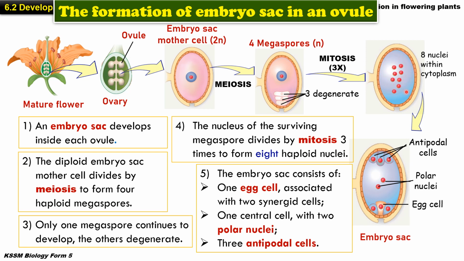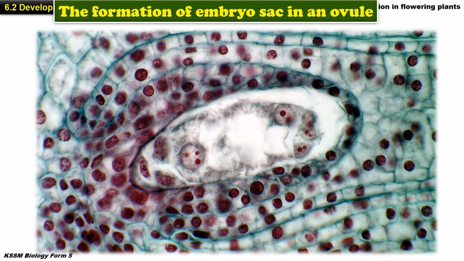So this one, the megaspore, will undergo mitosis how many times? 3 times. So 3 times, okay, it will produce 8 nuclei. And these 8 nuclei will be rearranged. 3 of it will be located on top of the embryocyte, become antipodal cell, in the middle become 2 polar nuclei, and then one of it will become egg cell, and beside the egg cell, there will become 2 synergid cell. So, egg cell ni mesti berada nearest to the micropyle. Boleh? Okay. Selesai.